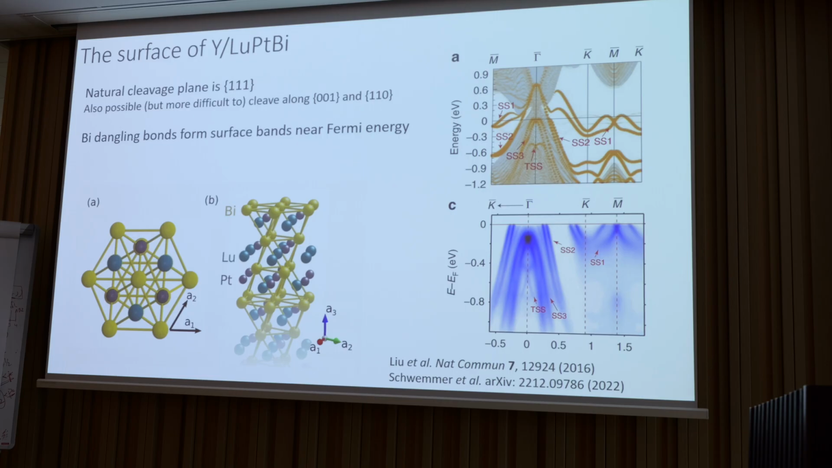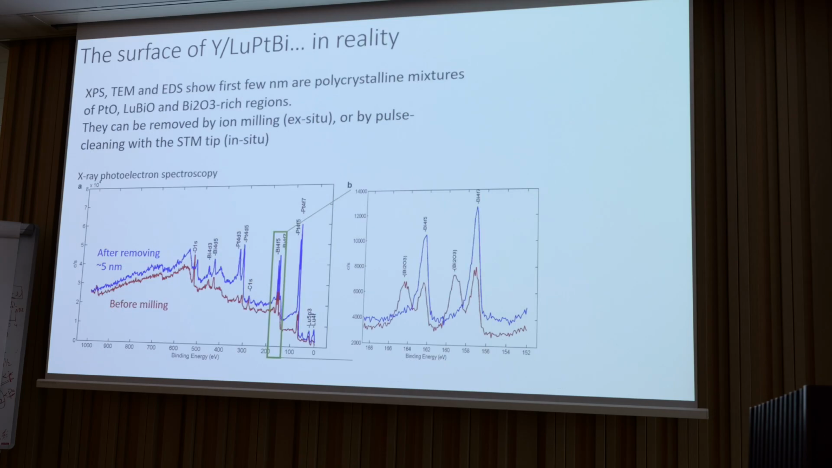Okay, so this is ARPES on nice surfaces that they've been able to cleave in vacuum. But it turns out that if you look at the real life surface, it is not the case. Those things are air sensitive. So what you see here is X-ray photoelectron spectroscopy of the surface. And you can see that on this blue curve, there are peaks that correspond to oxygen and carbon. It turns out that this persists several nanometers into the surface. But then you can treat the surface by ion milling and get rid of this.